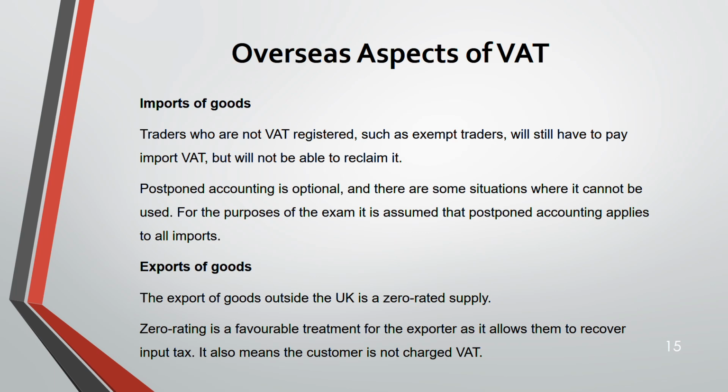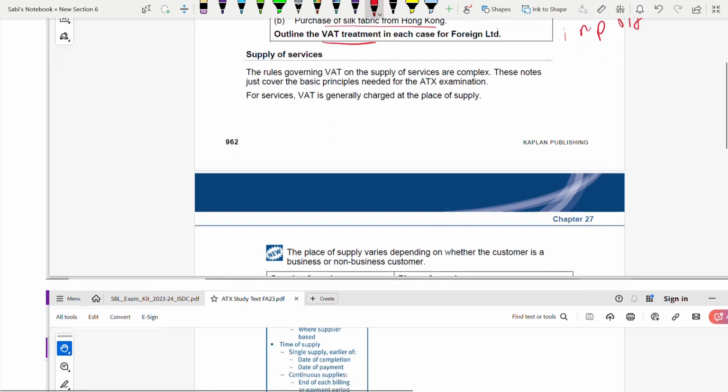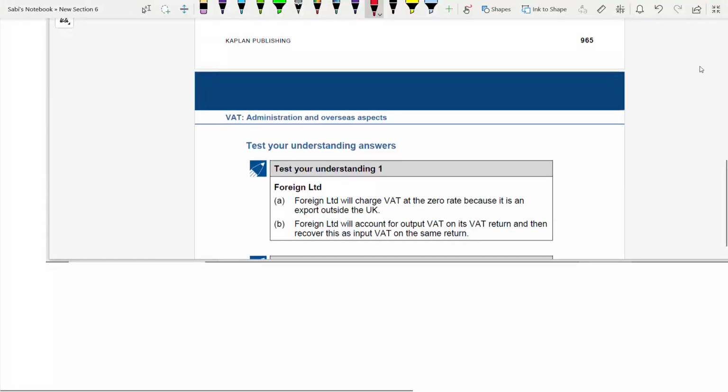Now let us do a question. Test your understanding 1. Outline the VAT treatment in each case for Foreign. Foreign is a UK resident company registered for VAT which has the following international transactions. A sale of children's toys to a customer in Germany who is VAT registered. Purchase of silk fabric from Hong Kong. The first one is an export, they are exporting to Germany. Next they are importing from Hong Kong. So exporting to Germany will be zero rated. This is zero rated because it's an export. They are exporting outside the UK.